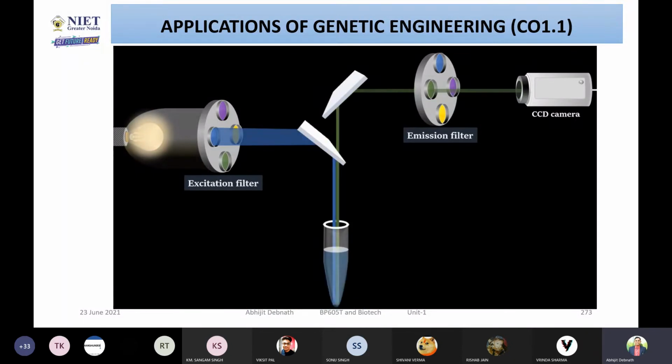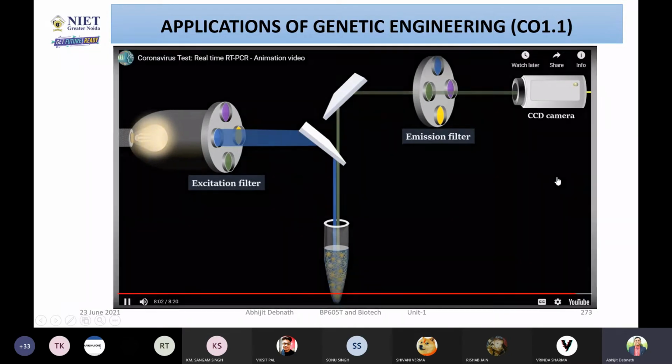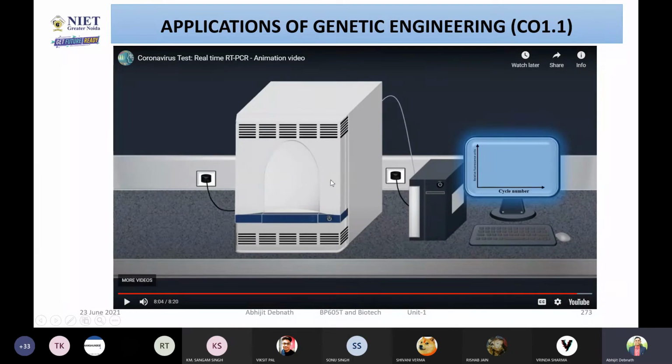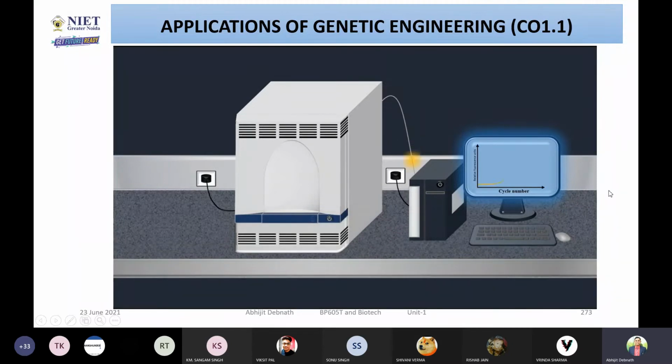the CCD camera. In each PCR cycle, light from the excited fluorophore can be detected by the CCD camera, which converts the light that it captures into digital data. So whatever the CCD camera captured will come onto your computer screen. Here you'll get some curve that the digital data will show you. This method is known as real-time PCR, which allows monitoring of the progress of the PCR reaction as it occurs in real time.